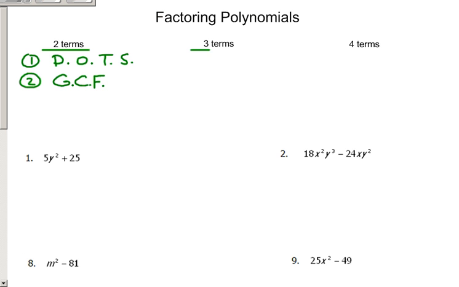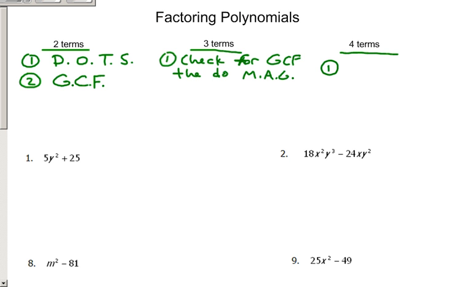When you get to three terms, there's only one thing you're going to do. For three terms, you're going to check for the GCF, then do MAG. The reason we want to check for the GCF first is because we want that leading coefficient to be 1. We want it to be 1x squared because then we can do the trick when we're factoring as opposed to splitting the middle, as I call it. And when we have four terms, the only thing you can do is factor by grouping.